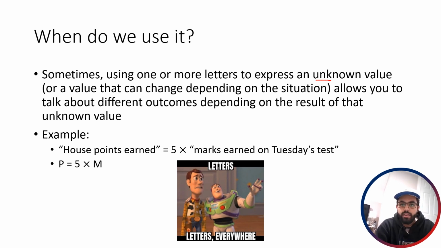So I said an unknown value, right? That's a number that we don't know yet. That's me coming up to you the day before the test, and I say, hey, to each of you individually, for however many marks you get on the test, I'm going to give you this many house points, right? That's an unknown value because you haven't done the test yet. You don't know your marks. I don't know your marks. So I can't tell you how many house points just yet.